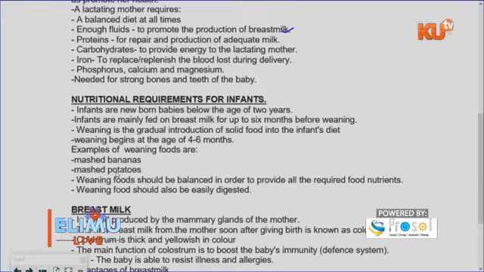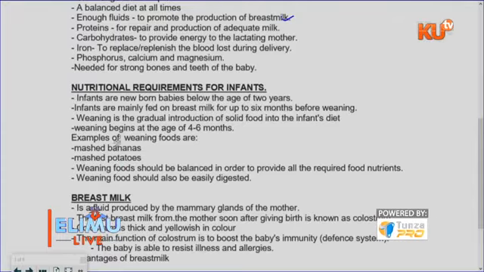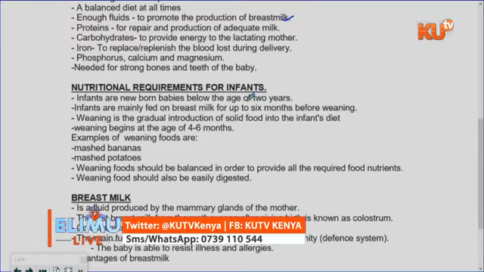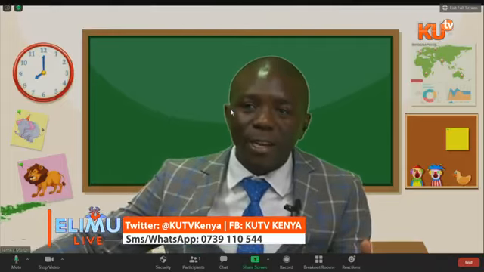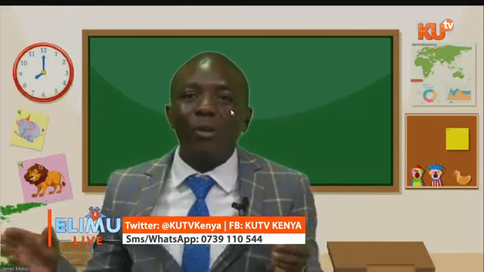Now we go to nutritional requirement for infants. An infant or infants are those newborn babies below the age of 2 years. Those that are born and they are still below 2 years, we call them infants. When they are still inside the womb, I've said they are called fetus. When now the mothers deliver them, we call them baby. Now after being delivered, they are now suckling milk. We now call them infants, those that are below the age of 2 years.